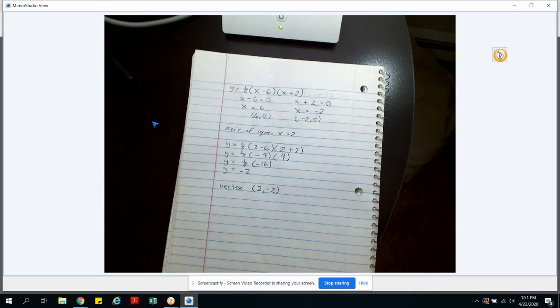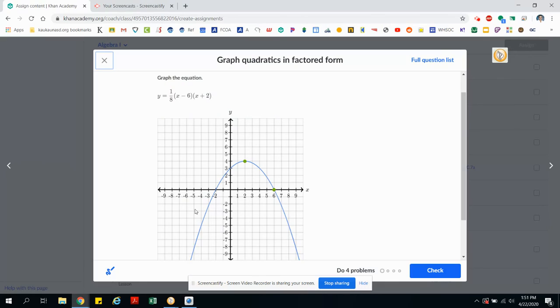Let's flip back to the graph. So x is already 2, but now I want y to be negative 2. All right. Let's go ahead and check. Looks like we got it right.